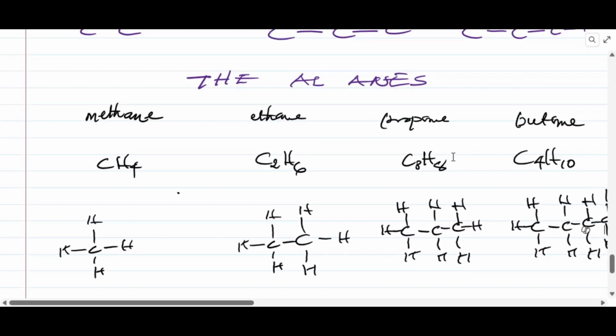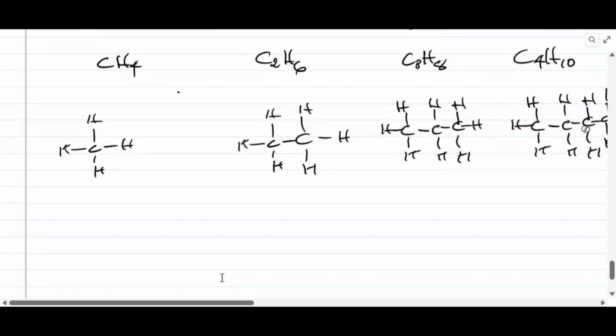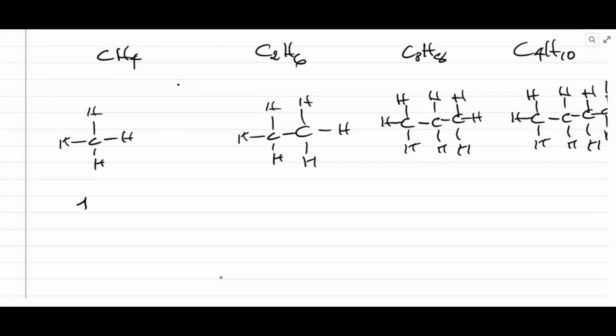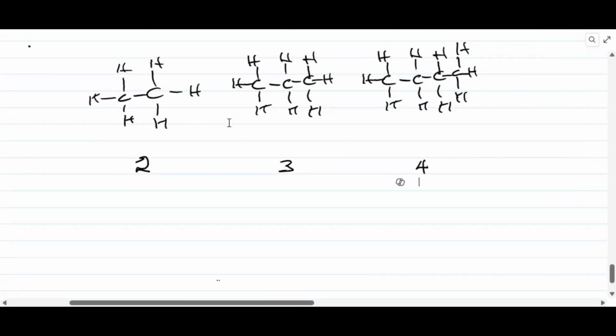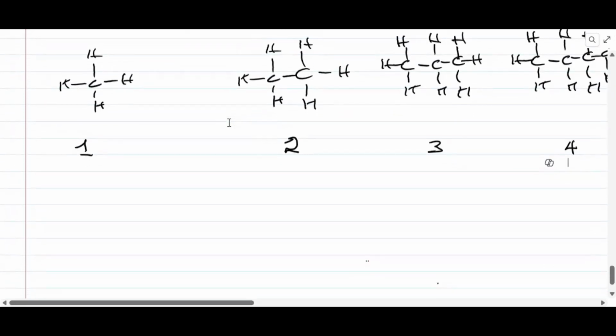So that is the molecular and displayed formula for the first four members of the alkane family. Of course, this one has one carbon atom, two carbon atoms, three and four carbon atoms. You can see that as the number of carbon atoms increases, the chain also increases. So butane has the longest chain, and then our methane has the shortest chain.